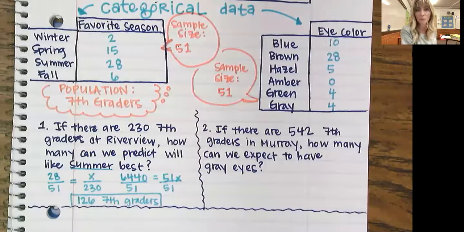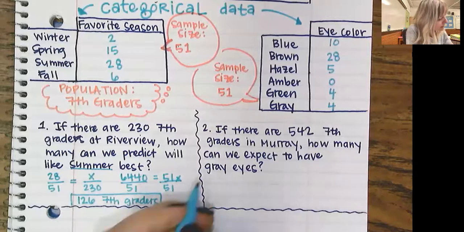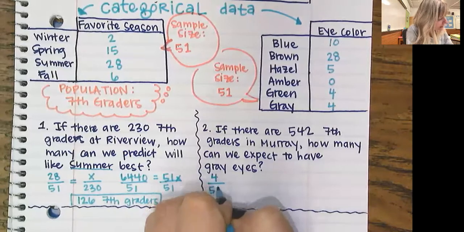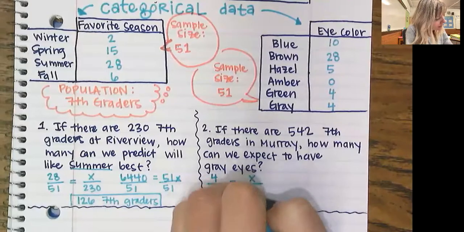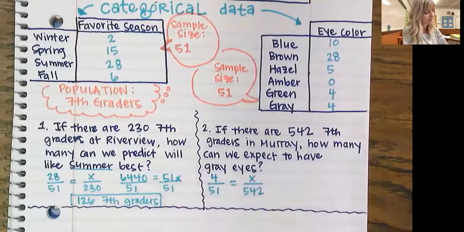Once again, start with your sample. So take a look at our sample. In our sample, 4 out of 51 had gray eyes. What is that going to be out of 542? This is again us using a sample to make predictions about a population.